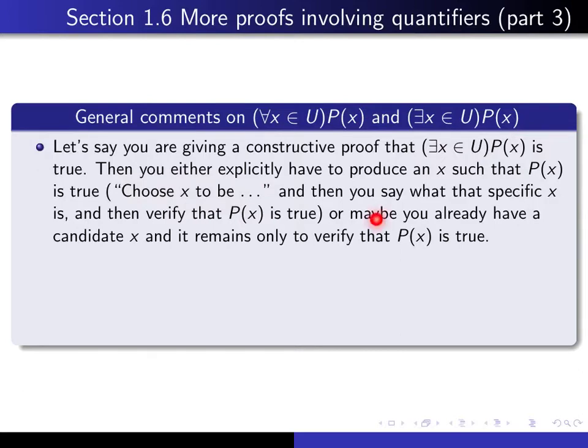Or another possibility is you already have a candidate x. It's already written down on the page. You're just sort of highlighting it, and it remains only to verify that p of x is true for that particular x.